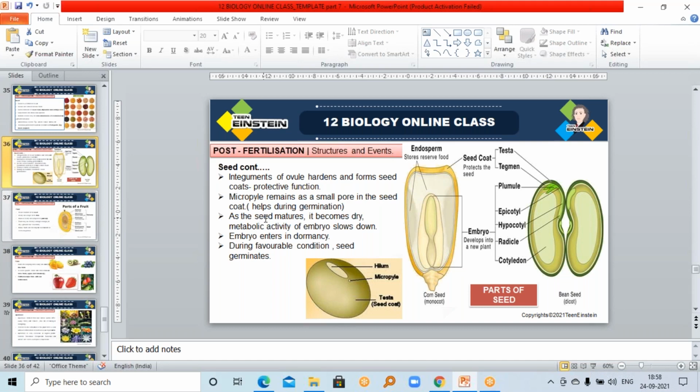And the micropyle of that will remain as a small pore. You can see here the micropyle will remain as a small pore. The integument will become the seed coat and the micropyle, that opening, will remain as a small pore in the seed coat. Got it?